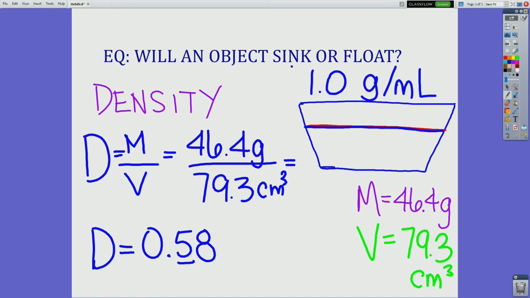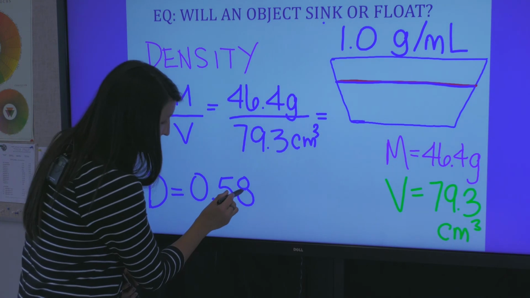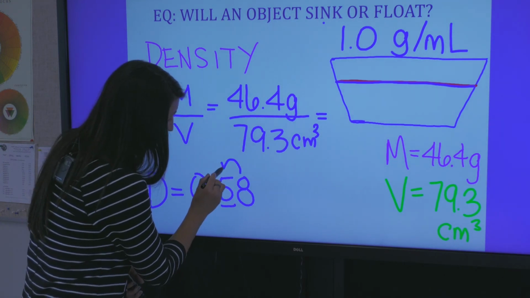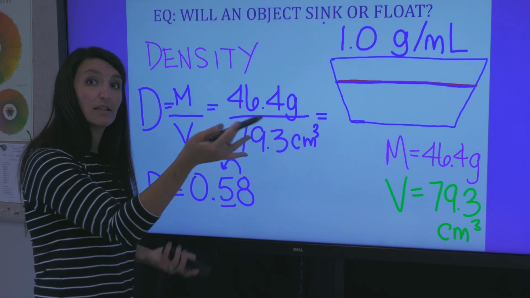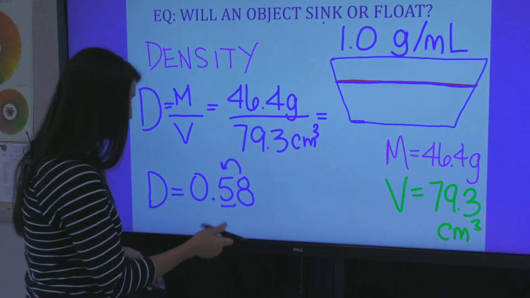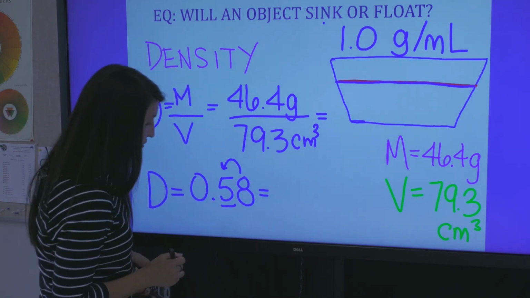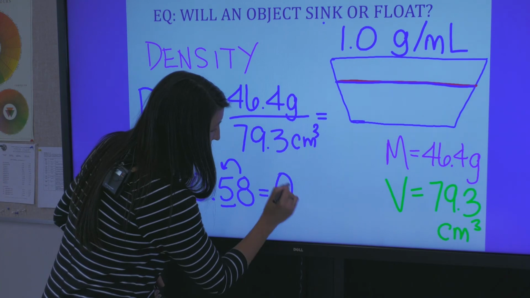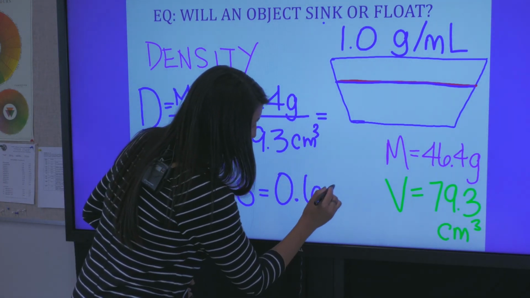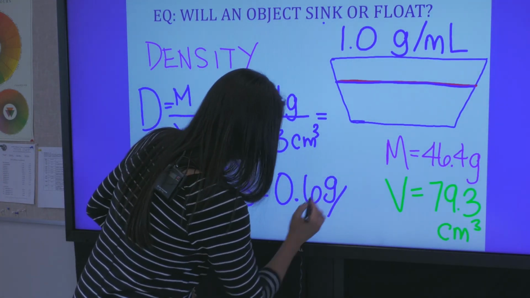And the saying that I like to use is 5 and above, give it a shove, or 4 and below, let it go. The 8 is above 5, therefore the 8 actually turns this 5 up to a, yeah, you got it, a 6. So when you rewrite your answer, you're going to be doing 0.6 grams per centimeter cubed.